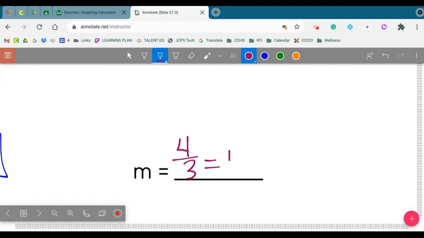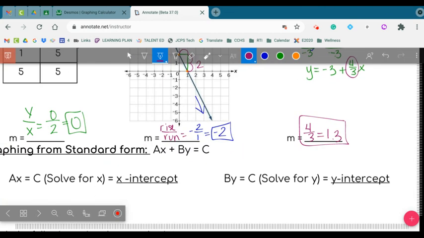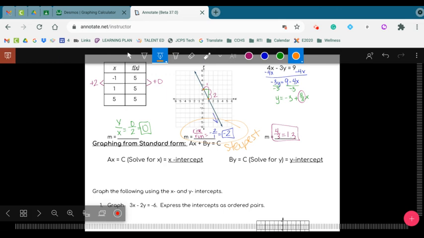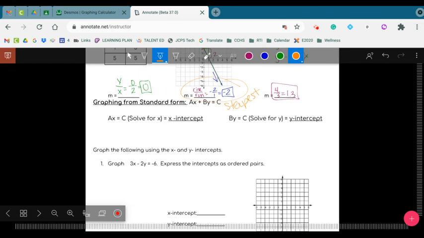4/3 is the same as 1.3. I'm okay with either of those answers. So which slope is the steepest? This would be the steepest because it's the biggest number. Okay, let me know if you guys have any questions over that. Moving on.